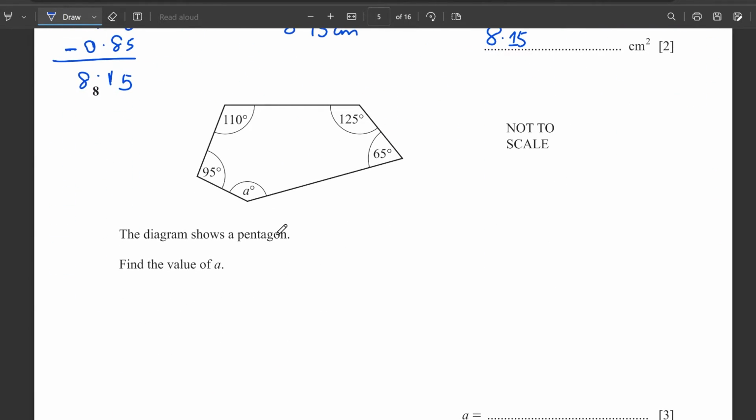Next question. The diagram shows a pentagon. Find the value of A. This is a pentagon, and you should have memorized by now that the total of the angles inside a pentagon is 540 degrees. But there's a cool formula which can help you find the angles inside any shape, not just a pentagon. What about an octagon? What about other shapes? So how about you memorize this formula? N minus 2 times 180, where n is the number of sides.